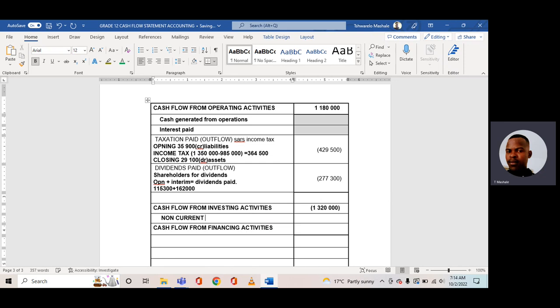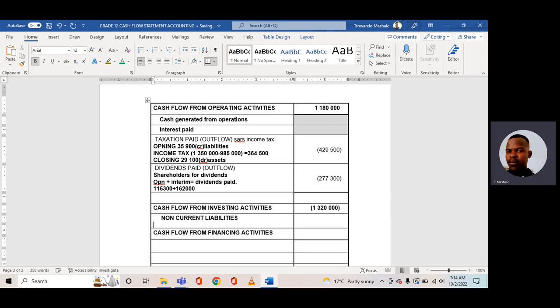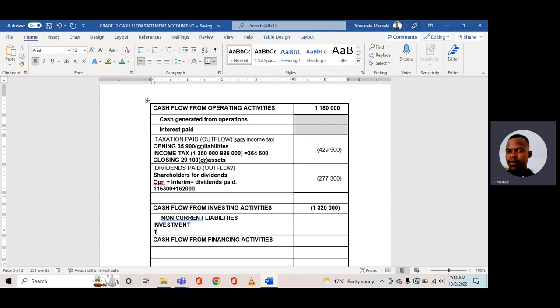You are seeing the non-current liabilities, everything which is on the non-current liabilities. What do we mean when we say this is the non-current liabilities? The investment part and the tangible assets. Remember the investment here, maybe they can say fixed deposit on the other.